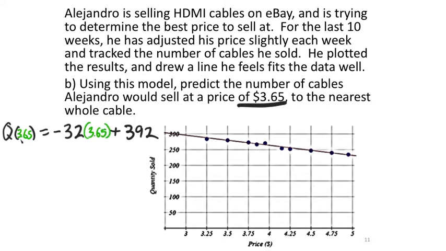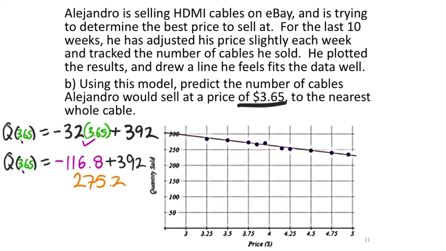And again, from here, we're just pretty much just solving this at this point. I didn't want to do that. I do want to do this. Maybe it's still kind of sloppy, but negative 32, let's put this in the calculator, negative 32 times 3.65. Enter. Yep, and then you just add that to 392. So, yep, 275.2.